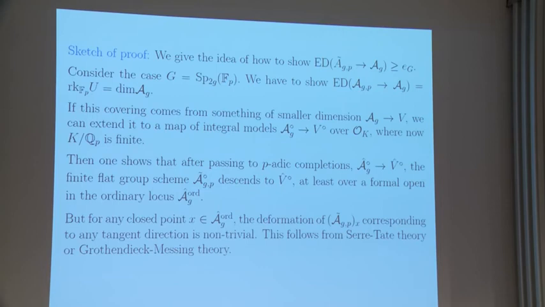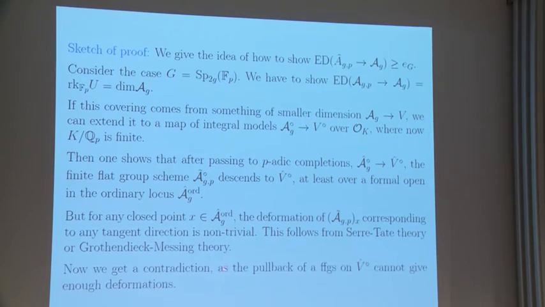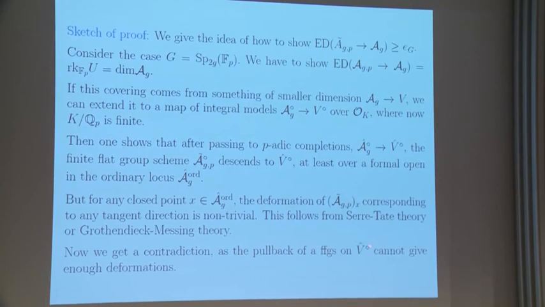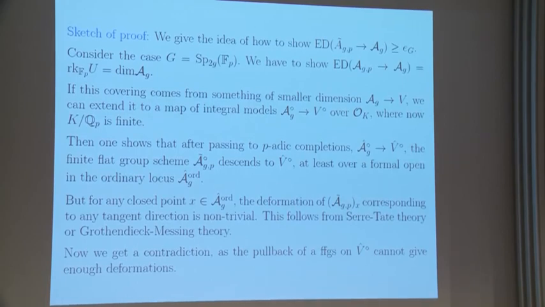And then it follows, either from Serre-Tate theory or Grothendieck-Messing theory, although the Serre-Tate theory works better for the generalization to an arbitrary G, that in any tangent direction, you get a non-trivial deformation, and in some sense there's no redundancy. Every direction gives you a different deformation. And then the point is we get a contradiction, because if this comes by pullback from something of smaller dimension, you can't get enough deformations.